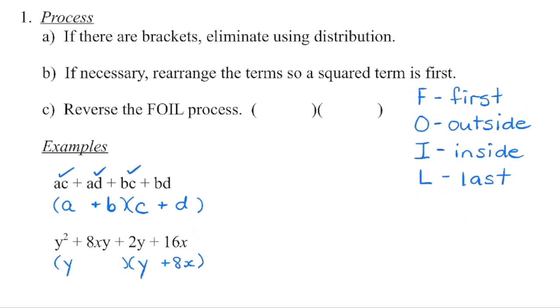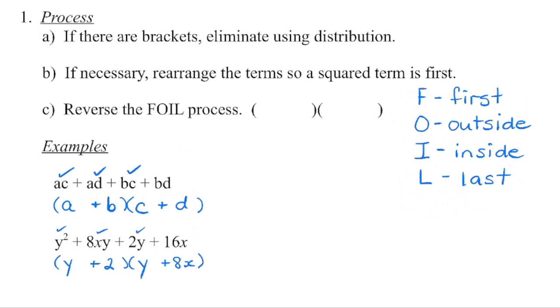So we can multiply y times y and get the y squared term. Y times 8x will give us that 8xy. And then we've got the inside terms here. So we've got y times what will give us one of these terms. Well, this is the only term with a y. So let's go ahead and enter the 2 here. So we multiply the inside terms to get 2y.